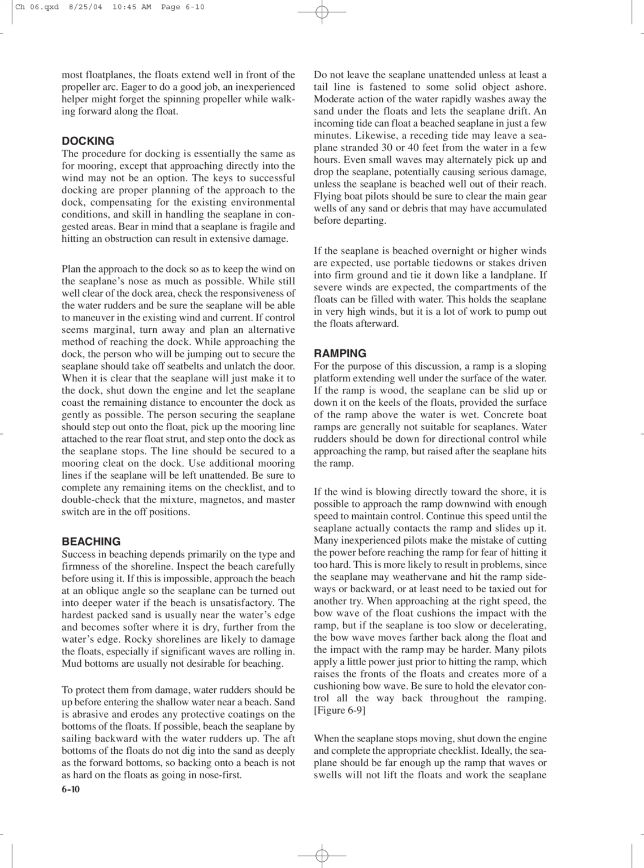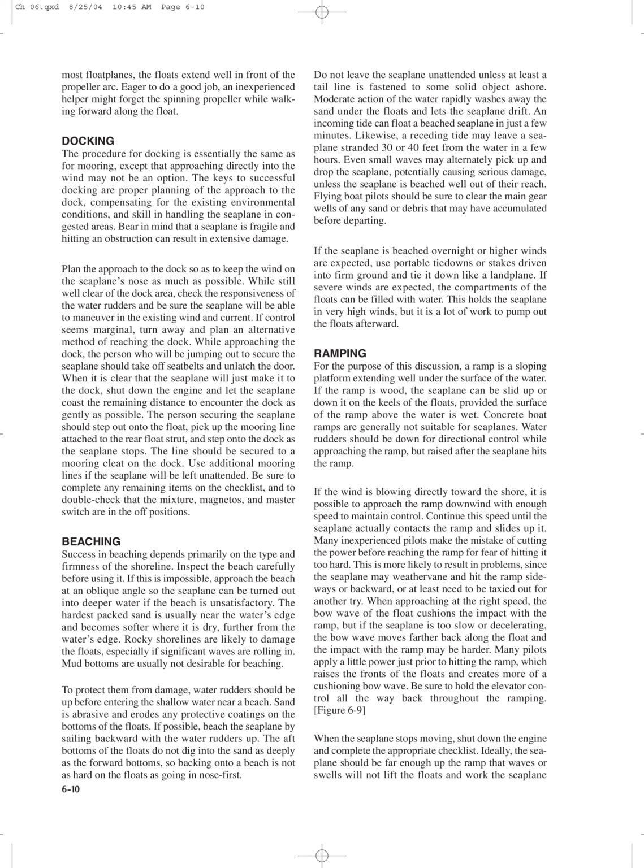When approaching at the right speed, the bow wave of the float cushions the impact with the ramp, but if the seaplane is too slow or decelerating, the bow wave moves farther back along the float and the impact with the ramp may be harder. Many pilots apply a little power just prior to hitting the ramp, which raises the fronts of the floats and creates more of a cushioning bow wave. Be sure to hold the elevator control all the way back throughout the ramping.